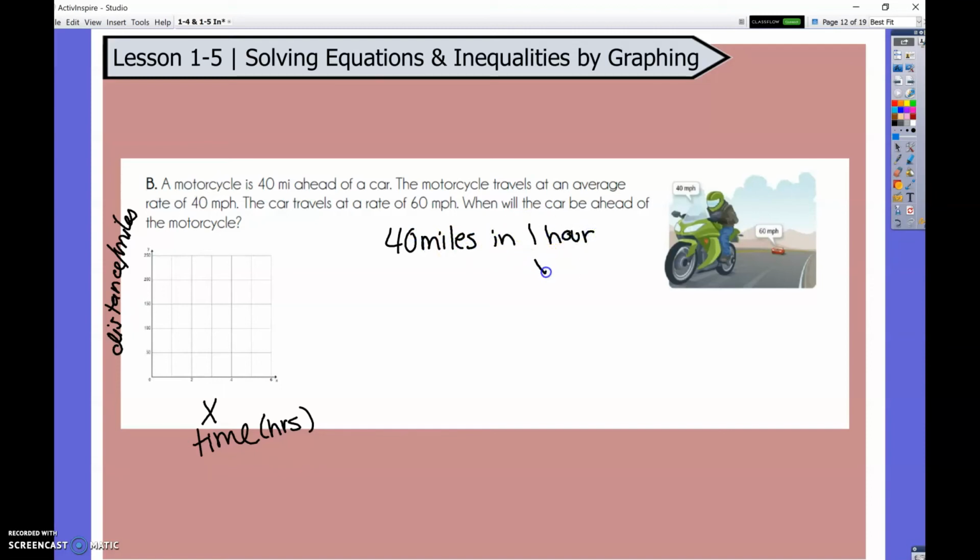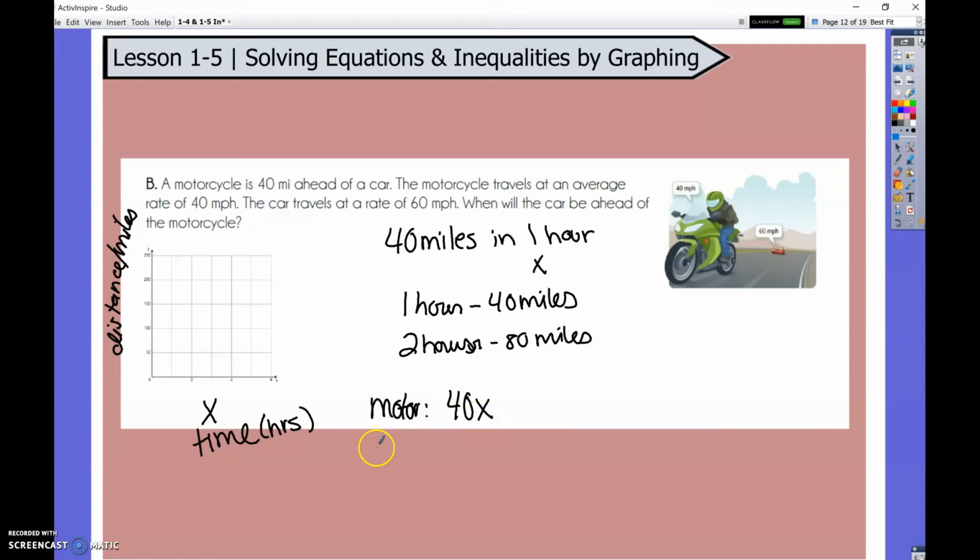If we think of x as being time, when he goes 1 hour, he's going 40 miles. If he's traveled for 2 hours, he'll have gone 80 miles. So if you think about that, every hour he travels, he'll go another 40 miles. Kind of like that multiplying relationship. So when it comes to the motorcycle, I would say he's going to go 40 times x. He's going to travel 40 miles each hour.